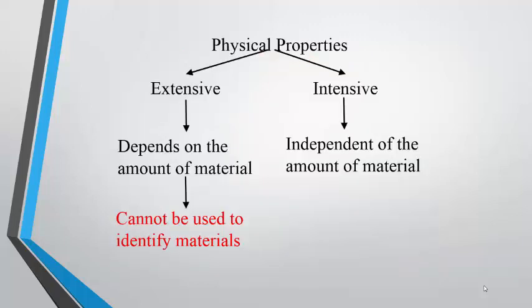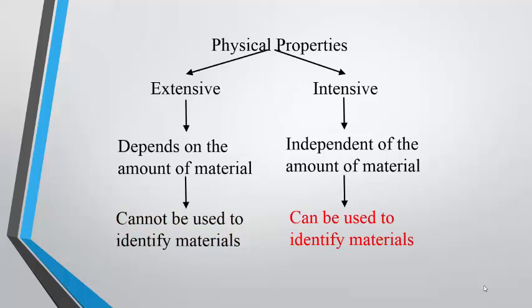Now, you cannot use the extensive properties to identify materials. If I hand you a 2-liter bottle of a clear liquid, did I hand you water, Sprite, Sierra Mist, anything like that? All it tells you is how much you have. However, intensive properties are what we do use to identify materials.